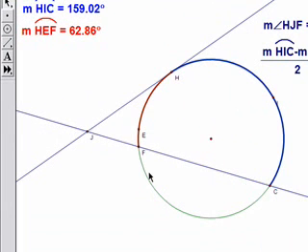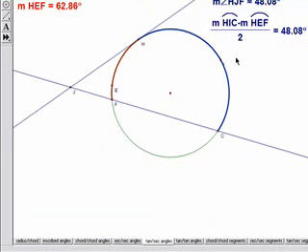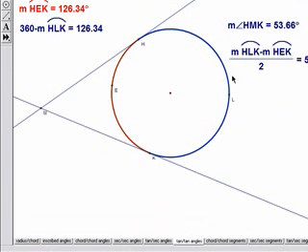Occasionally you'll be given different information. Maybe you're given this arc down here, and you've got to subtract from 360 to do something with these arcs. But the idea is the same. If it's outside the circle, big arc minus small arc divided by 2 is the angle. Same thing for tangent, tangent. Big arc minus small arc divided by 2 is the angle.